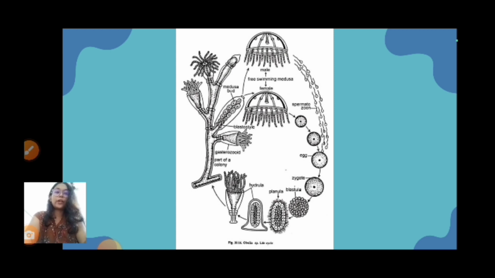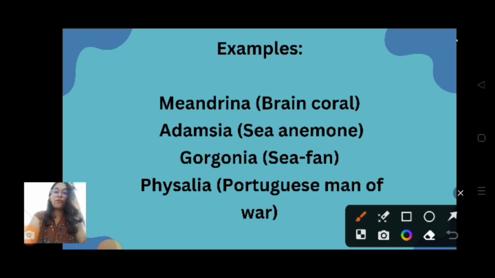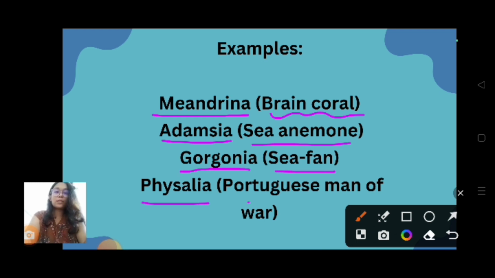Okay, then moving on to the next slide. Let's see some examples of coelenterates which you have to know from the perspective of your entrance examination. Meandrina is known as brain coral. Adamsia, the common name is sea anemone. Gorgonia is the sea fan. Physalia is known as Portuguese man of war. Clear?